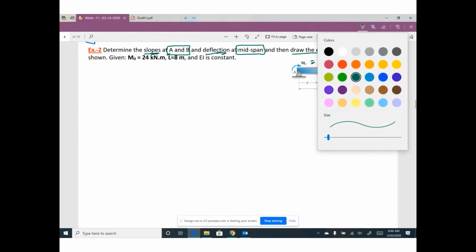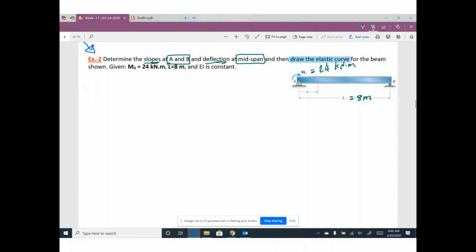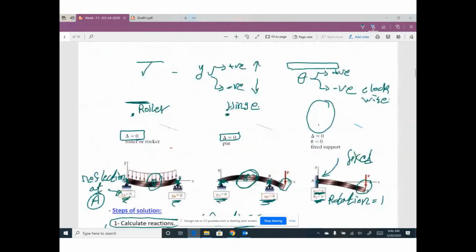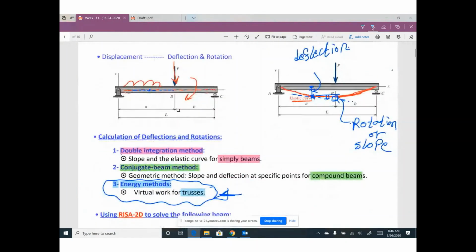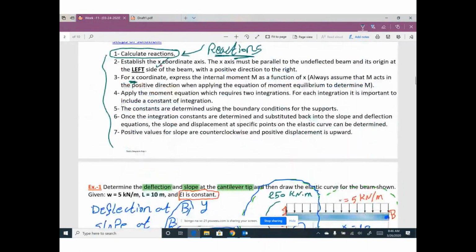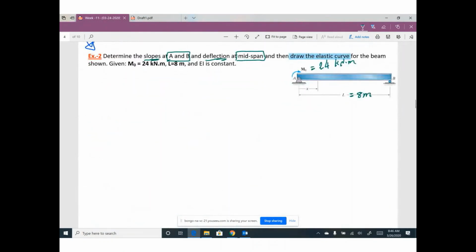I'm sorry, what do I mean by elastic curve? I mean, after you apply your load, the deformation or the new shape of the beam, this curve is called the elastic curve. So I need to draw this curve at the end of your calculations. Let's start. Can anybody remind me what the first step was?